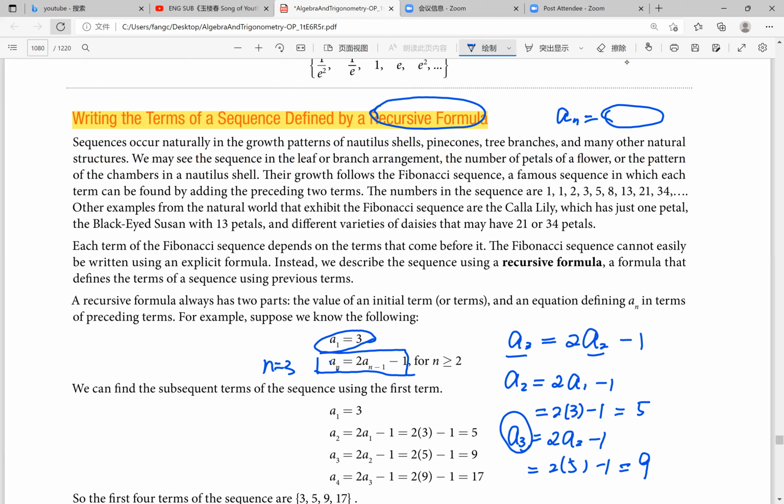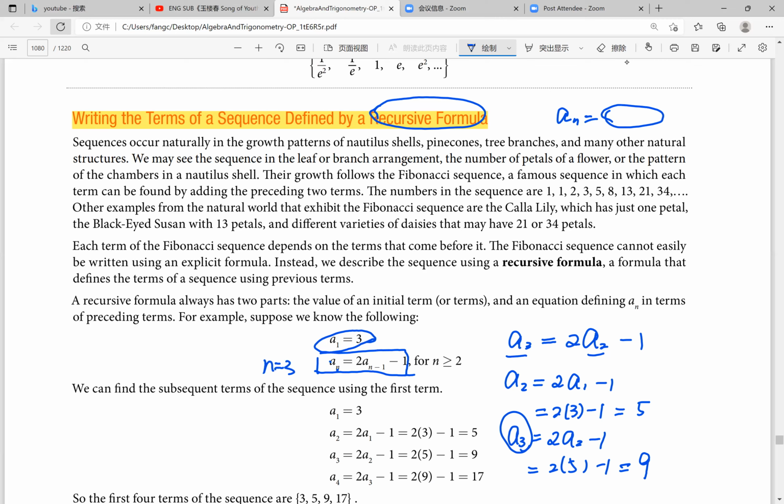If we compare the recursive formula with the explicit formula, their difference is very obvious. With the explicit formula, we can find any term of the sequence directly. But with a recursive formula, we can't. We need to find a2, a3, and so on, up to the one you need. But a recursive formula defines the relationship between two adjacent terms. So that is the recursive formula's advantage.